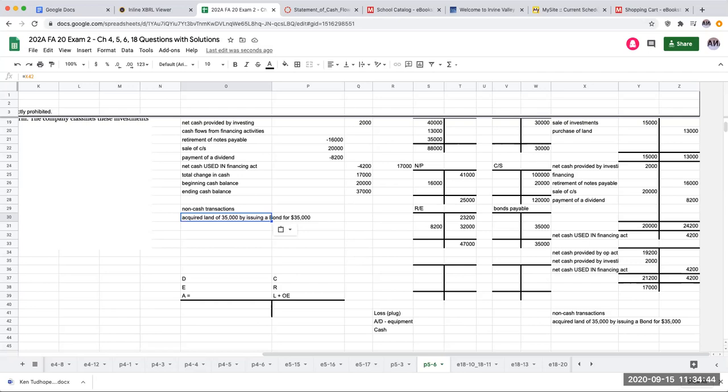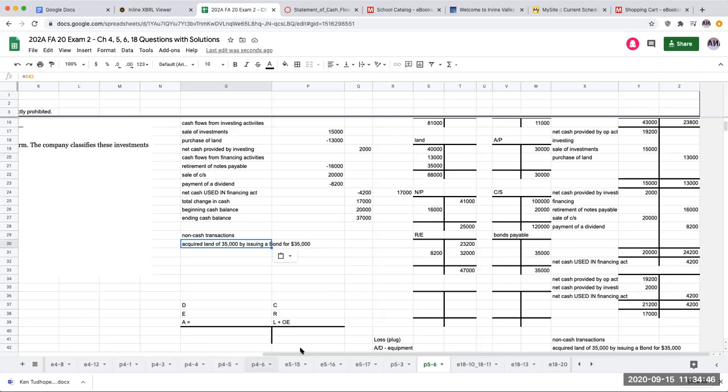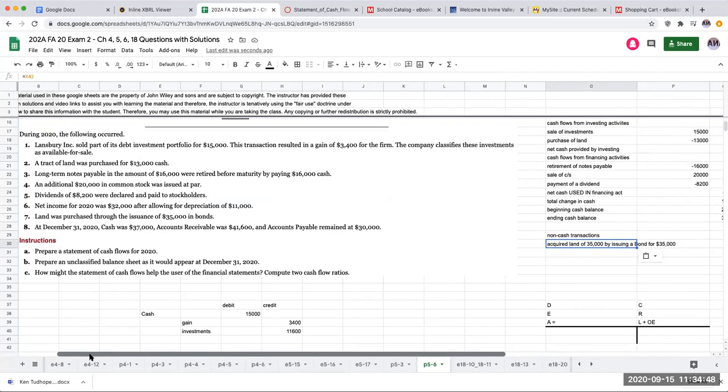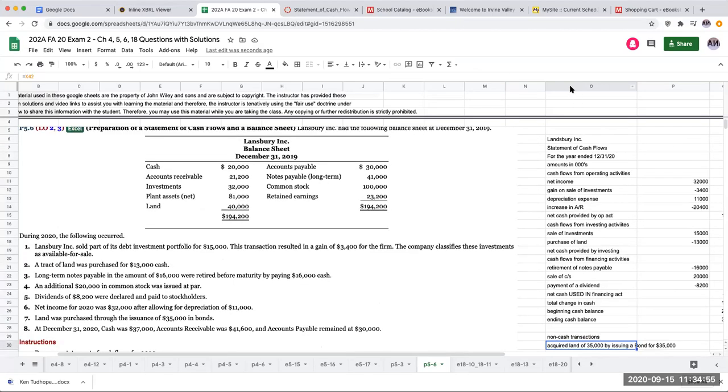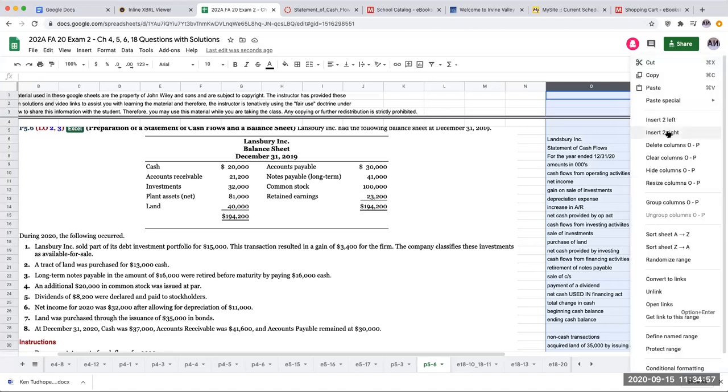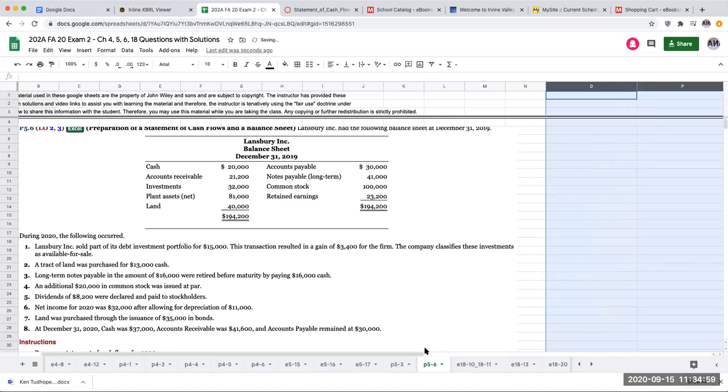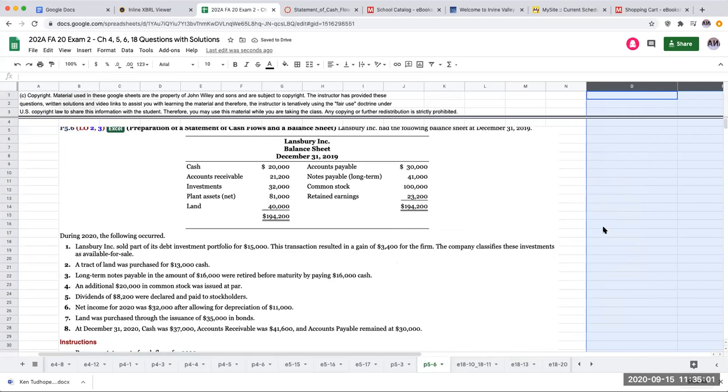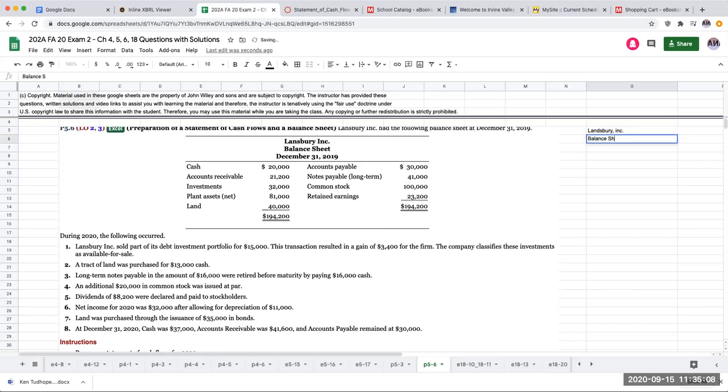So let's now go through and take a look at, they now want us to prepare an unclassified balance sheet. So the unclassified balance sheet, what that really is going to be is that we're not segregating assets between current and non-current, we're just listing them out. So that makes it a little bit easier. So we got here Lansbury, Inc. balance sheet as of 12/31/20. So I'm just going to go ahead and list out my assets.